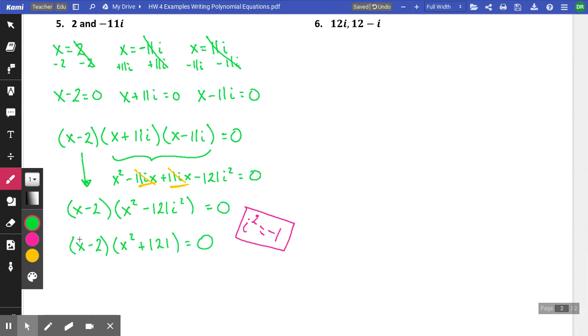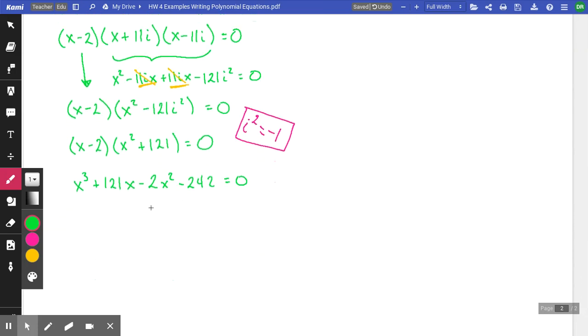Let's distribute like we have been. X will multiply over, so x times x squared is going to be x cubed. X times 121 is positive 121x. Okay, and then we multiply the negative 2 over, and we get negative 2x squared. Negative 2 times 121 is negative 242. And again, that little check, 2 terms times 2 terms should give you 1, 2, 3, 4 terms. And your polynomial is perfect as long as everything's in order.